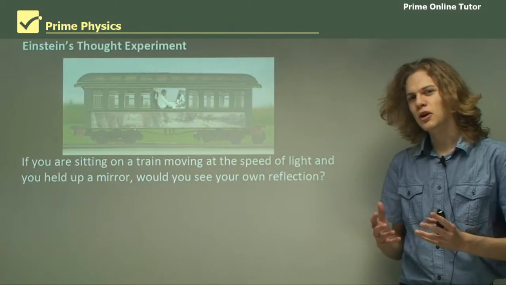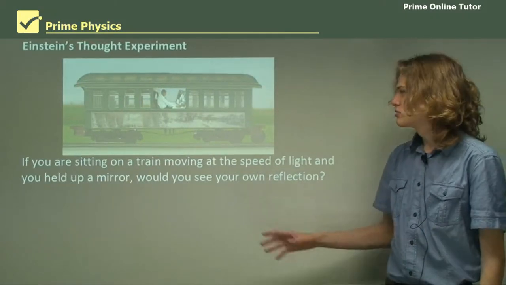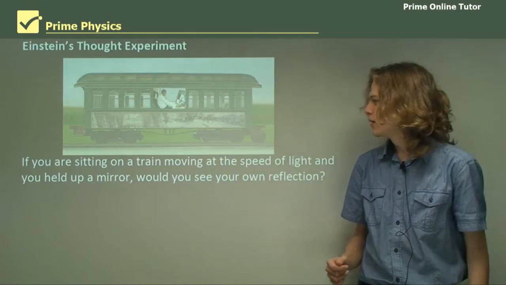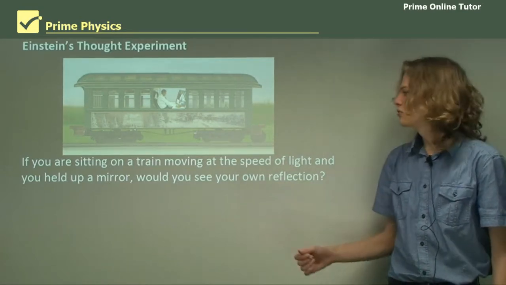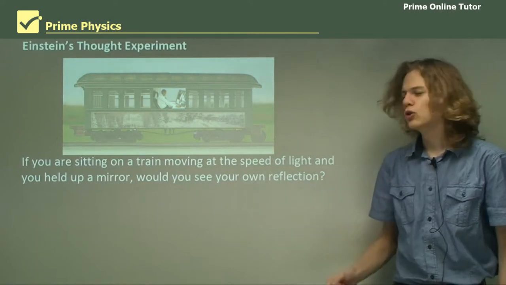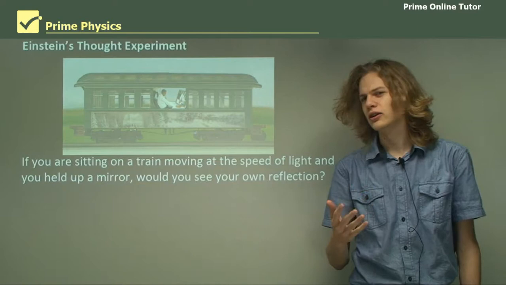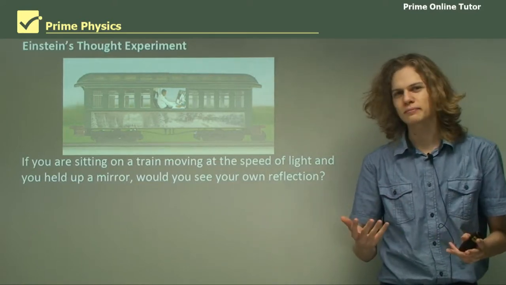A lot of his thought experiments start the same way. We have a train traveling at, or almost at, the speed of light. So if we're sitting on a train traveling at the speed of light, and we hold up a mirror, what do you see? Do you see your reflection? Or do you not see your reflection?